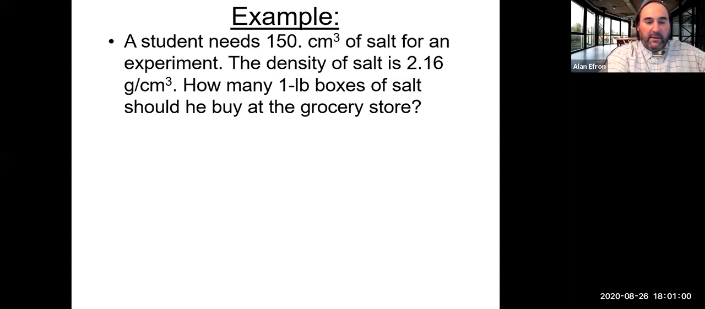All right, so give this one a go here. We have 150 cubic centimeters of salt. Density is 2.16. How many 1 pound boxes? And 1 pound is 453.6 grams.